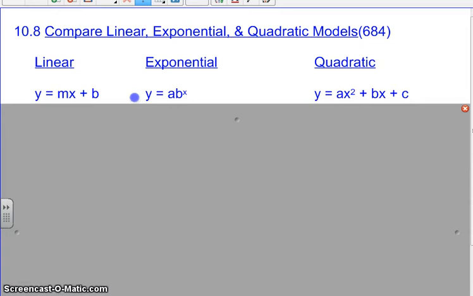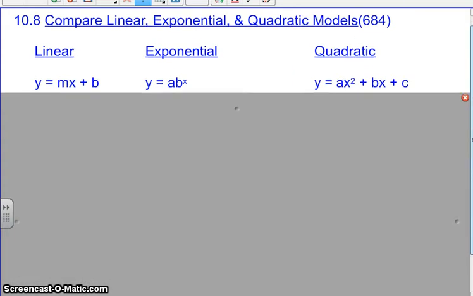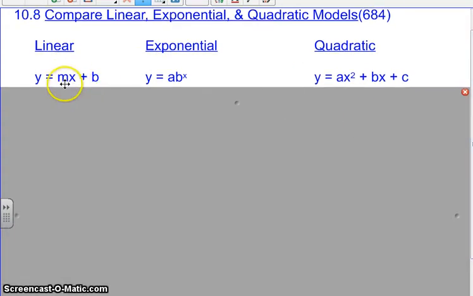Okay, so here we have the different function forms of these equations that you've worked with. So really pay attention to what's happening to the x here. X to the first, the x is the exponent, and then x to the second.